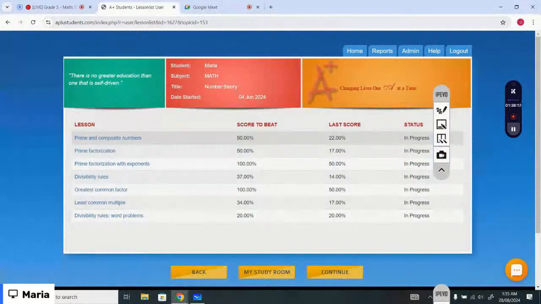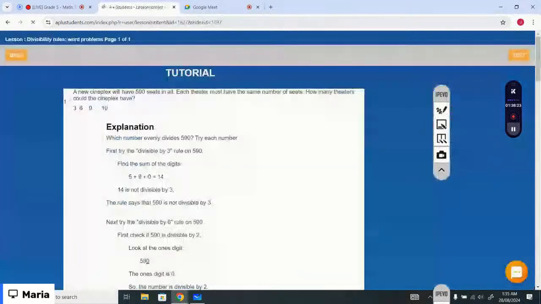Okay, the next lesson is divisibility rule word problems. So they are the word problems related to divisibility rules. So let's just have a look at divisibility rules, right? Let me just start with an example.